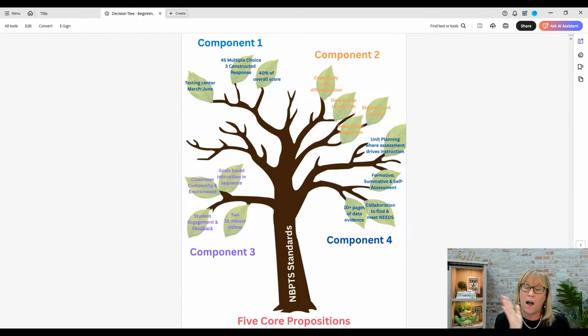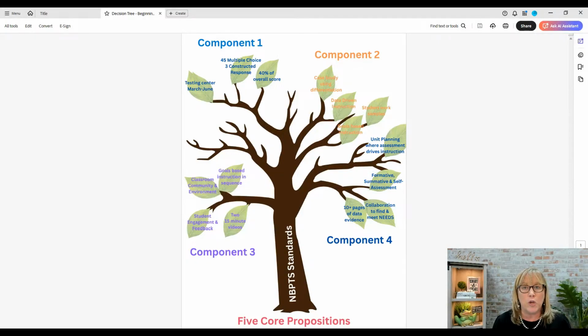So I'm branching off to the right of the tree. And I know that in this component 4, I'm going to be doing some unit planning where assessment drives instruction. I'm going to have to be a master of formative, summative, and self-assessment. I'm going to have to show and prove collaboration to find and meet needs of myself and my students. And I'm going to be providing 10 plus pages of data and evidence that I'm disaggregating.